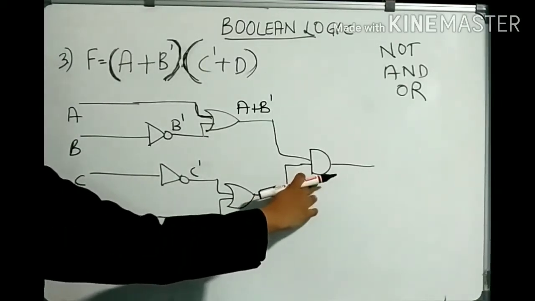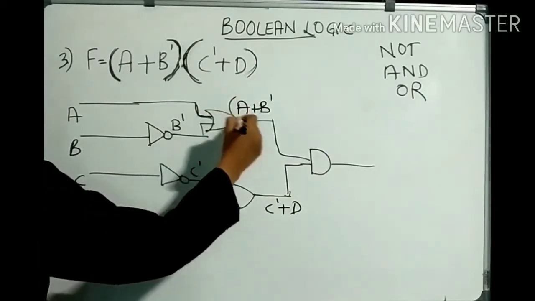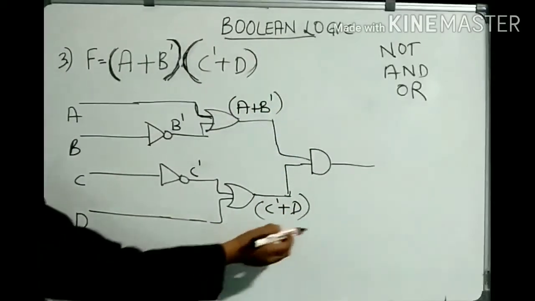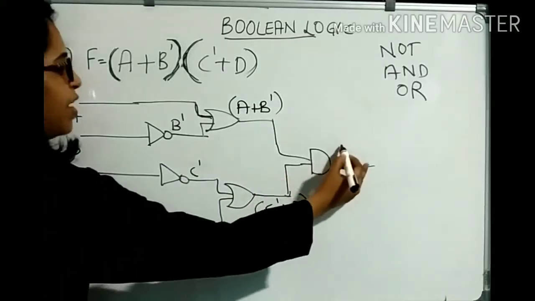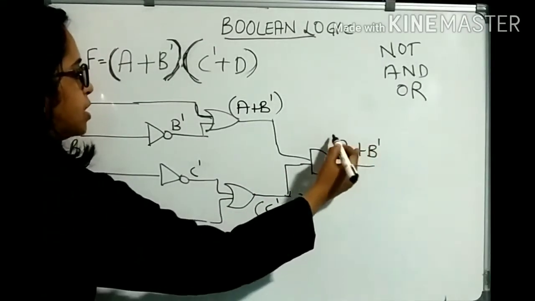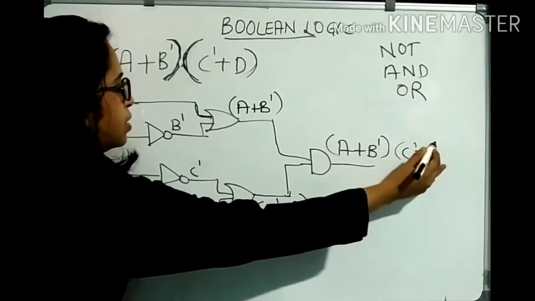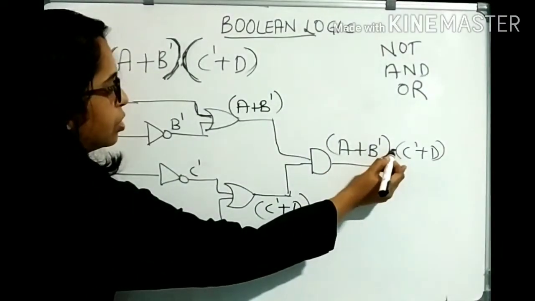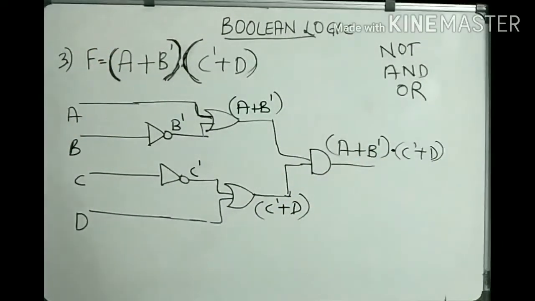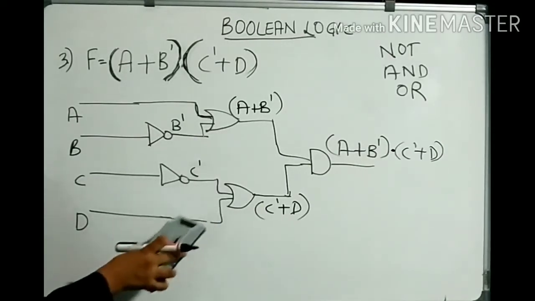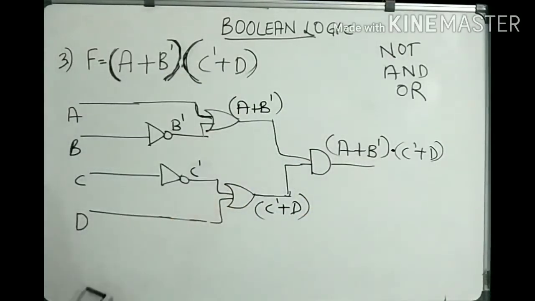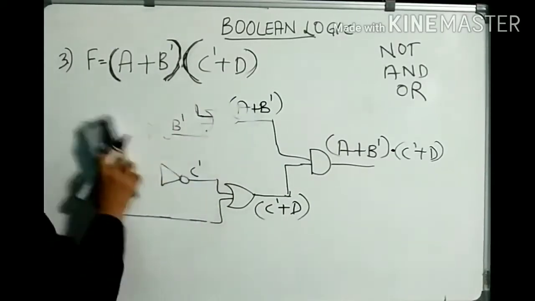And what happens here? AND. This is a single thing and this is a single thing, so these are the inputs to the AND gate. Finally, A plus B dash, a single thing, and C dash plus D. Either you can write a dot or you need not write. Both are same. So yes, this is same as the given thing. So this is correct. After each logic gate, you can write the output and cross check with the given question, so that you can be sure that you are correct. Right. Let us move on to the next example.